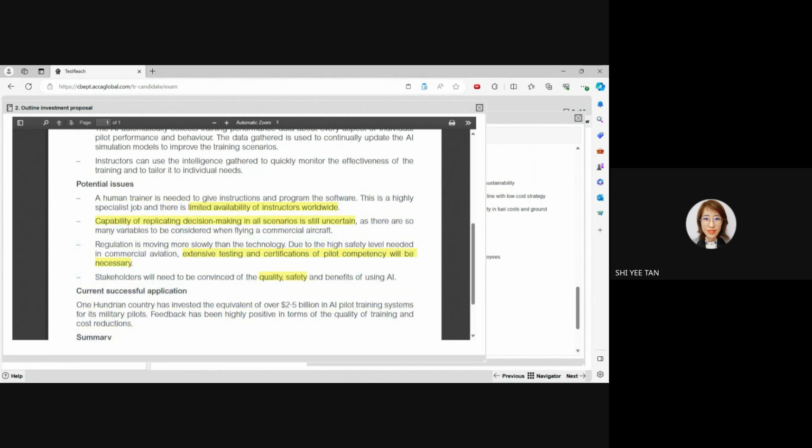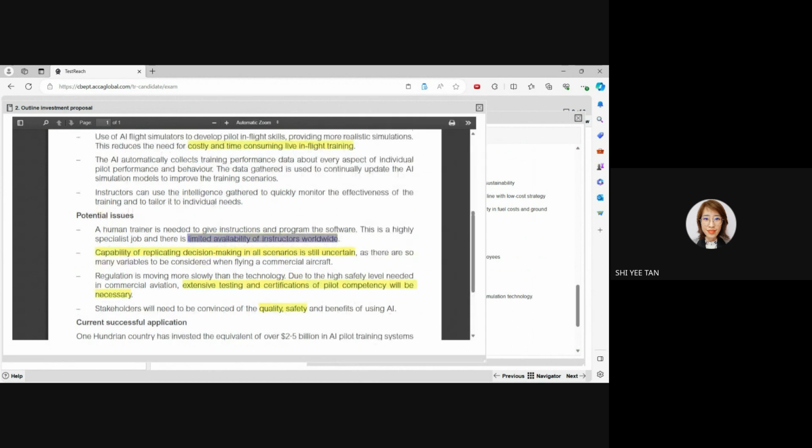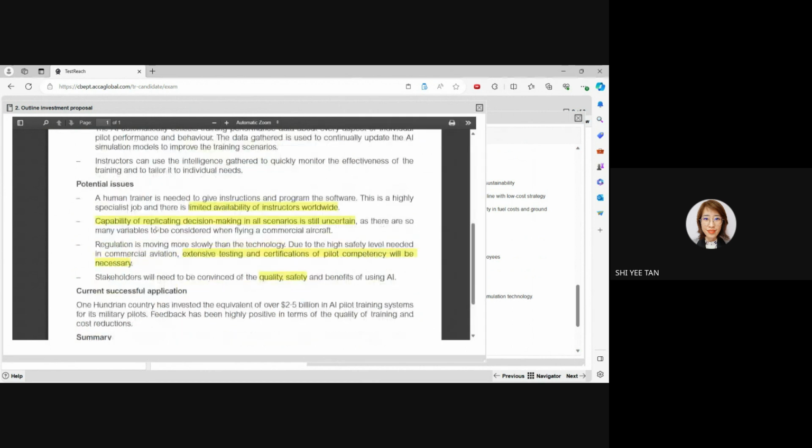First, not so feasible because you have limited availability of instructors worldwide. So expertise wise, not really feasible, right? So that's the first one. No expertise to run the AI simulation technology, right? So you may have a situation whereby you invest already, but you cannot use it, right?